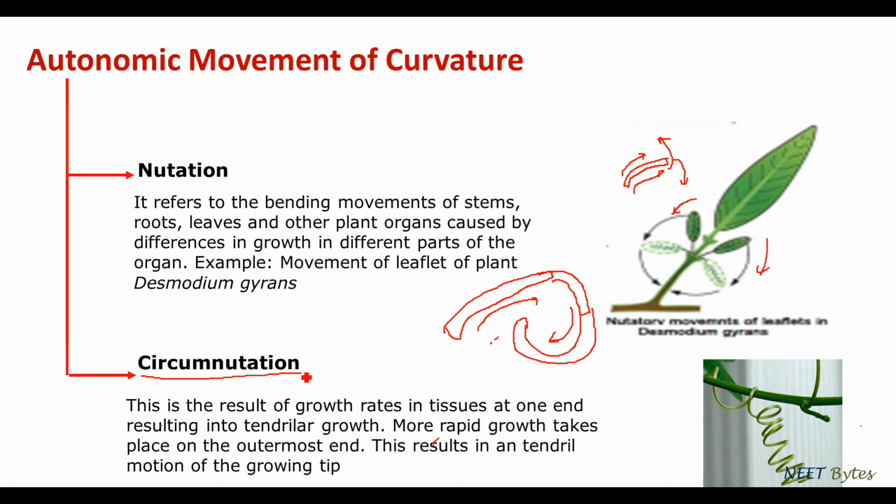So we can differentiate between nutation and circumnutation by keeping just one fact in mind: in nutation, there is alternate movement from the epibasal and hypobasal regions, but in circumnutation, the movement occurs only at one side, resulting in tendrilar growth, right?